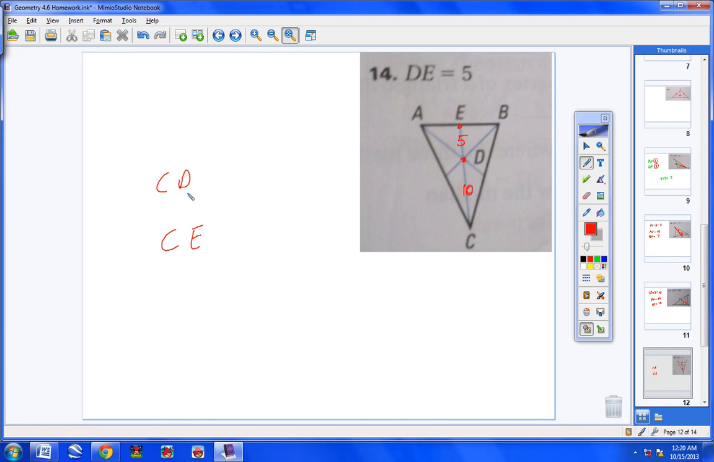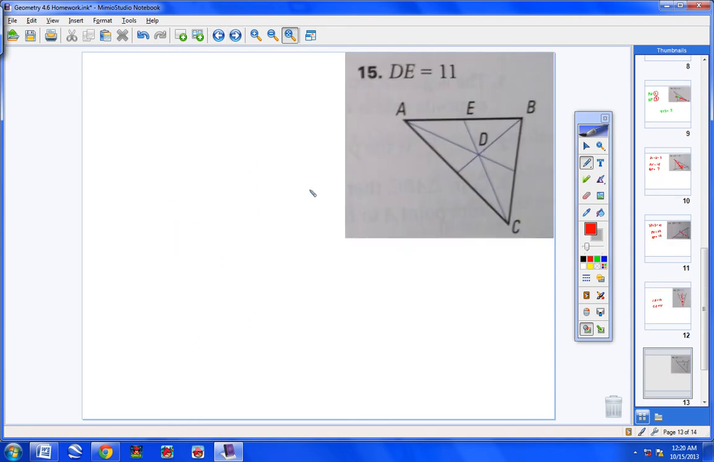So what is the measurement of CD? Well, here it is. From C to D is 10. And then what is the measurement of CE, the entire median? Well, from here to here is 5, and from here to here is 10. Then the entire segment must be 15. 10 plus 5. All right, 2 more to go.